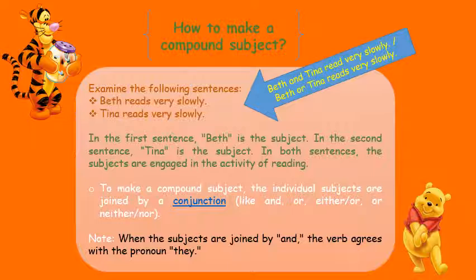Just in case you used and. But if you use the conjunction or, Beth or Tina reads very slowly. Since I have a choice here, so I'm talking about one person, I keep the s in the verb. So Beth and Tina read very slowly, or Beth or Tina reads very slowly. You want to use either or? Yes, we can use either or. Either Beth or Tina reads very slowly. You want to use neither nor? Neither Beth nor Tina read very slowly. Neither nor. They read very slowly. Okay? This is how to make a compound subject.